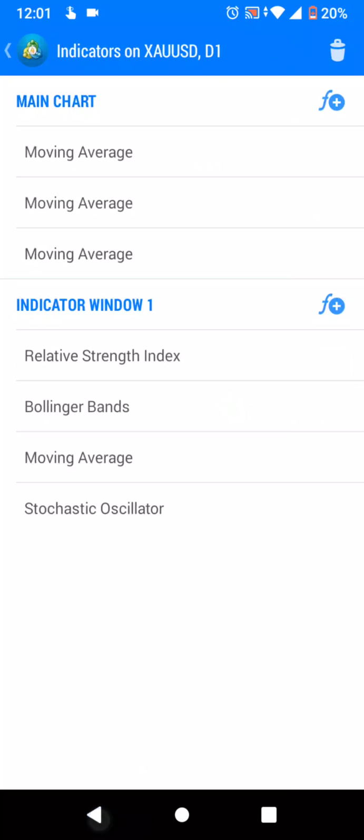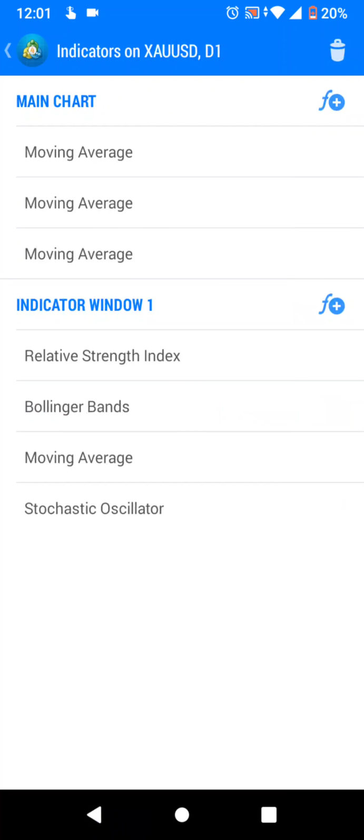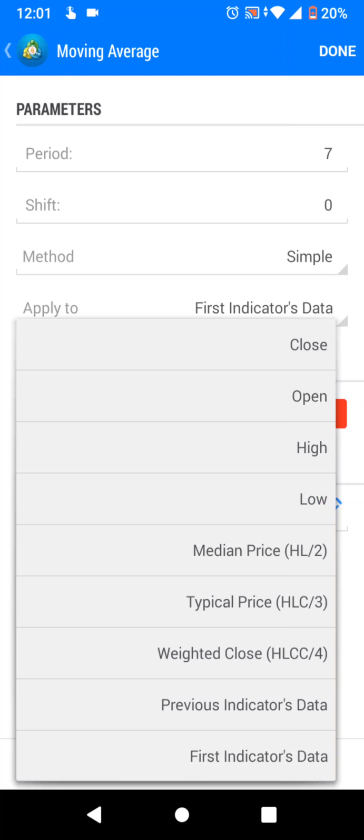Alright, you might have to slow the video down. Go ahead and get the Bollinger Band, get 34 purple. Go and get your moving average of 7. Make sure everything is applied to the first indicator data.